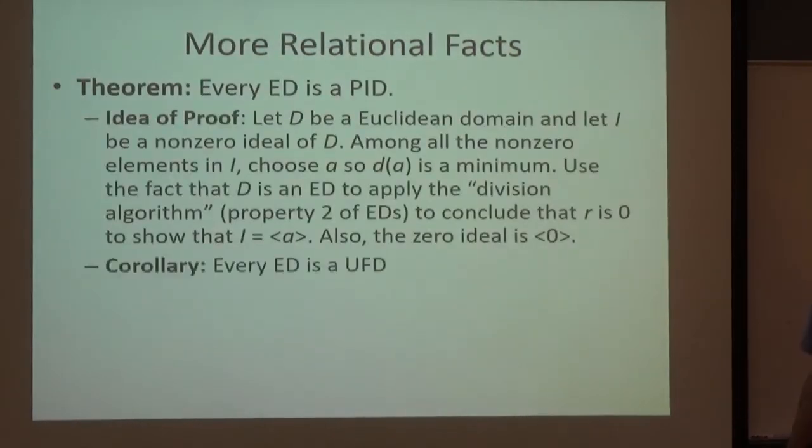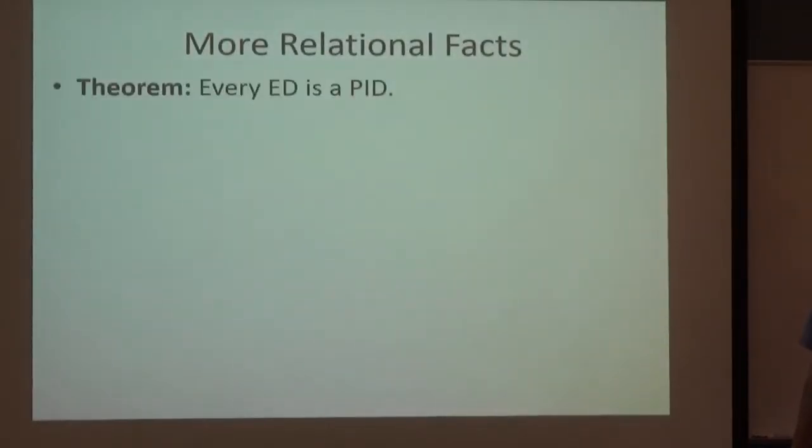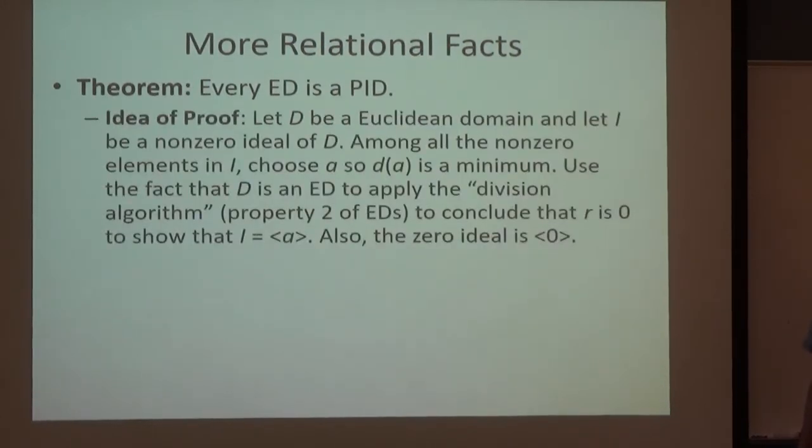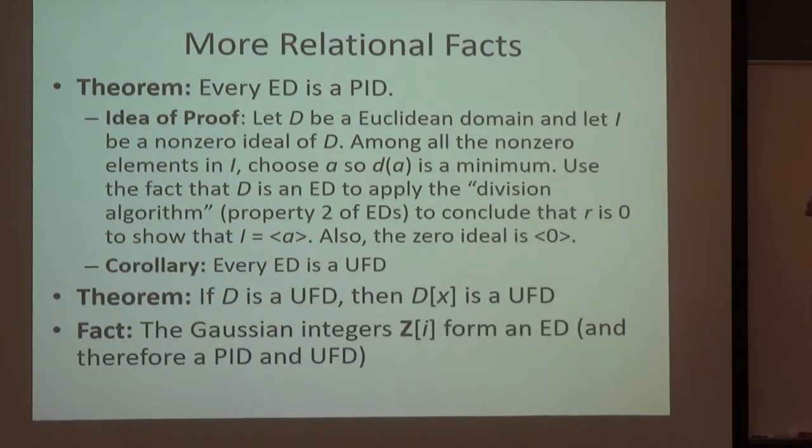There are some facts all related to this. This, I think, is the last slide. Every Euclidean domain is a principal ideal domain. Here's even the idea of the proof. It's not too hard. And therefore, every Euclidean domain is also a unique factorization domain, because we had on that other slide that PIDs were UFDs. Another theorem: if D is a UFD, then so is its ring of polynomials. It's also a fact that the Gaussian integers form a Euclidean domain, and therefore also a PID and UFD.